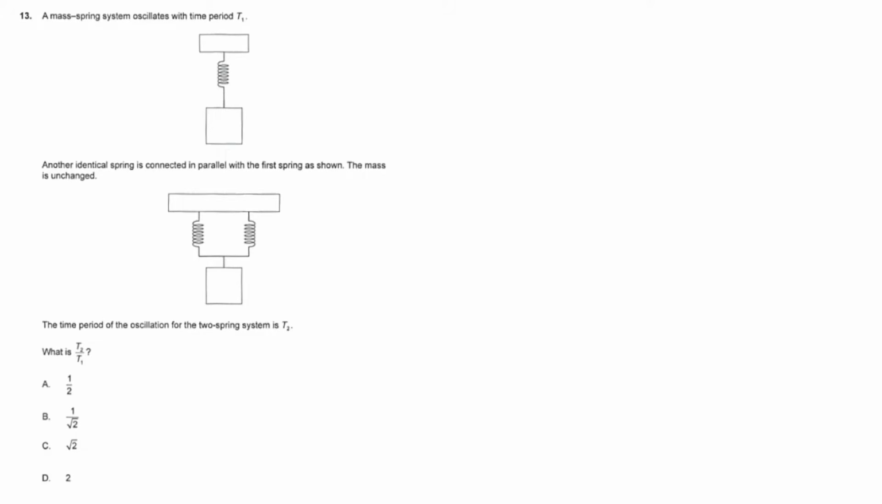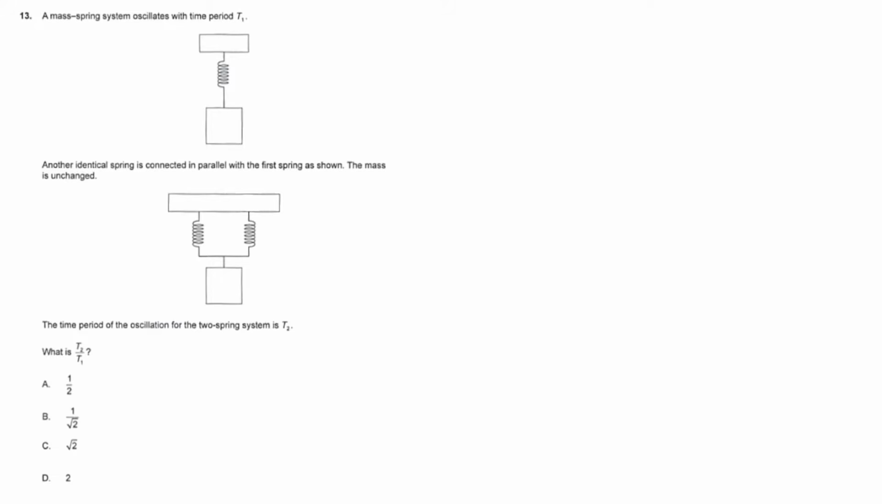IB Physics May 2025, Time Zone 2, SL Paper 1A, Question 13. A mass spring system oscillates with the time period T sub 1. Another identical spring is connected in parallel with the first spring as shown. The mass is unchanged. The time period of the oscillation for the two-spring system is T sub 2. What is T sub 2 over T sub 1?